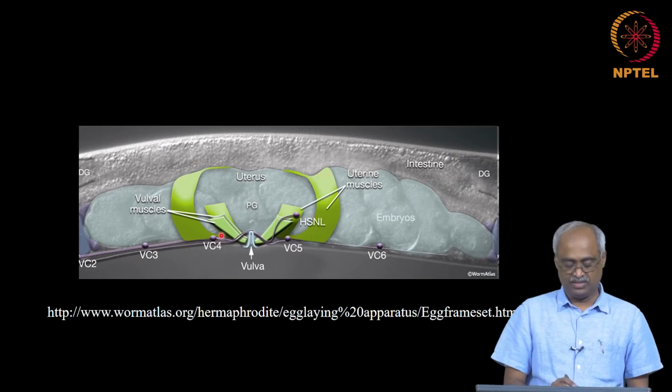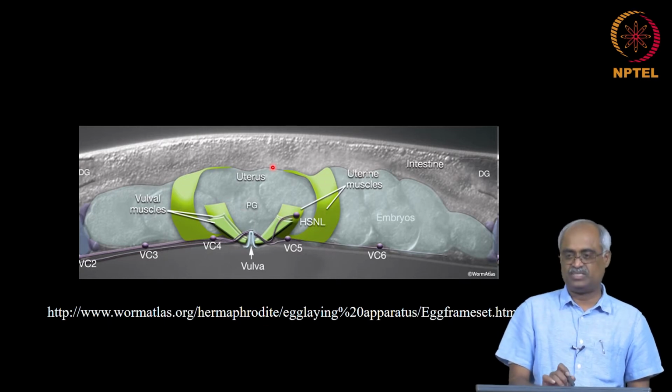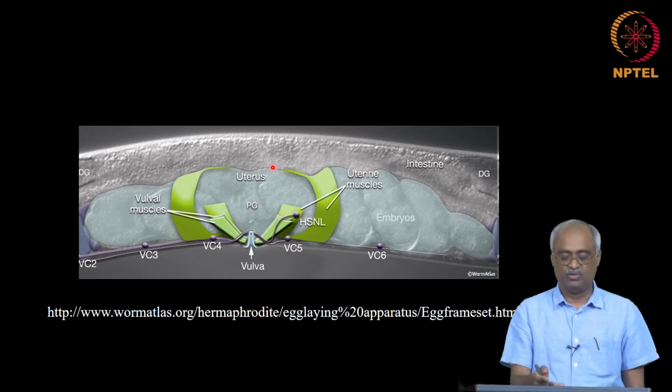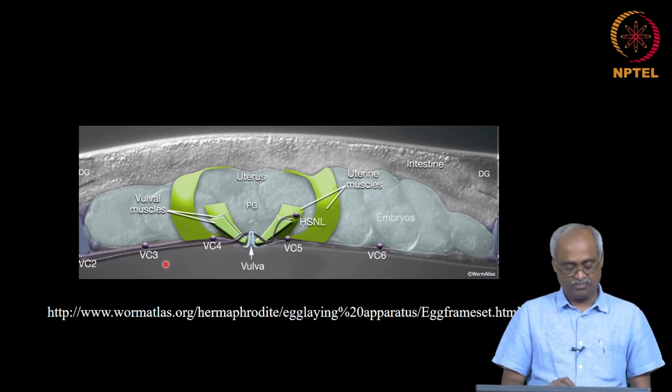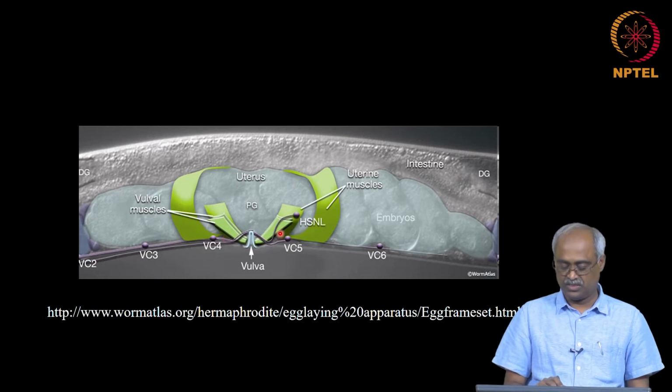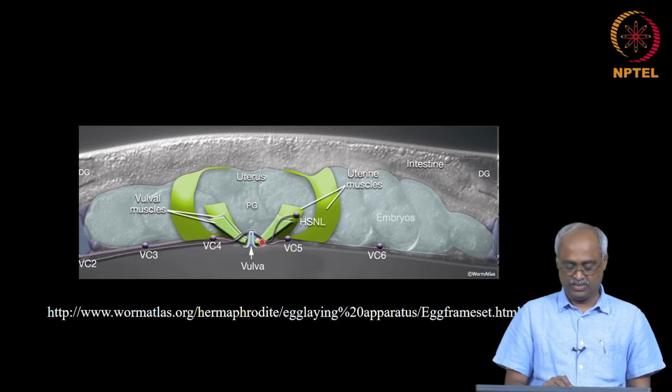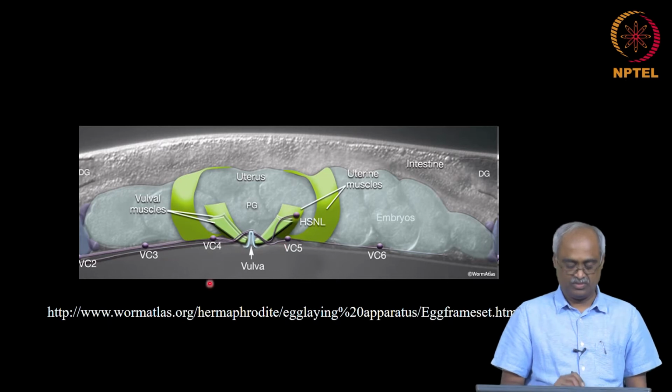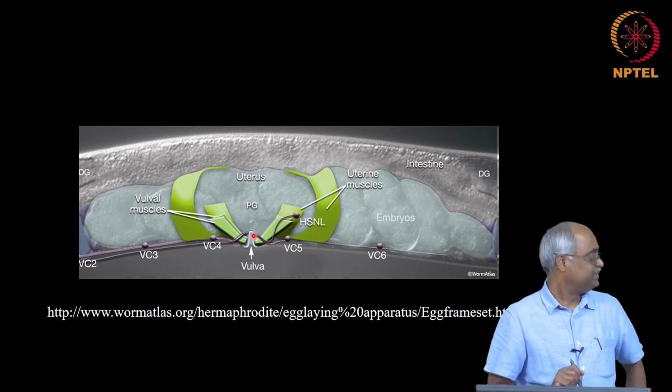So, these are called the vulval muscles, this is uterine muscle. You need not worry about it, this is just to give you a pictorial view of how the C. elegans vulva looks like. And these are ventral cord cells, we need not worry about it. So, these are neurons connected to the vulval action. So, these neurons are shown here. So, our focus is only these, okay, the vulval muscle sets and vulva itself.